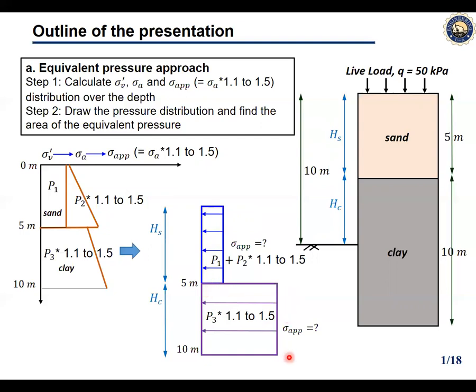Finally, our distribution should be like this, where we have the summation from the P1 and P2. And finally, for the clay, it's only P3. So we need to find this coordinate, and also we need to comment based on our lecture and the manual.